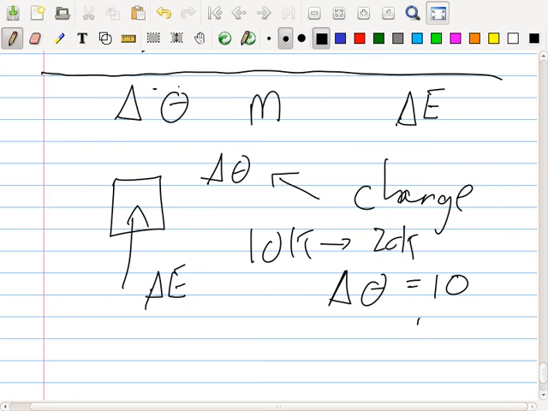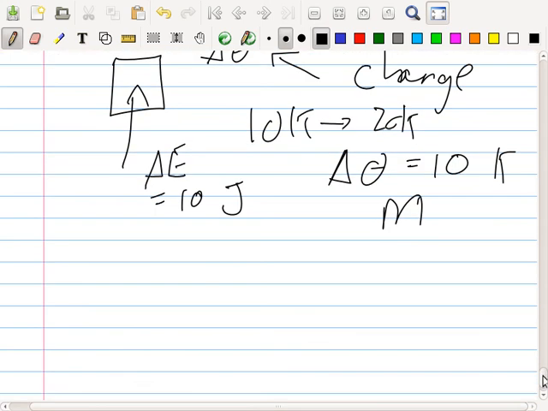Delta E is how much energy I put in, for example, 10 joules. And then M is the mass. Delta T, I'm going to use delta theta only because that's what he uses in the book. But it's the same as temperature, theta is temperature, T, okay?